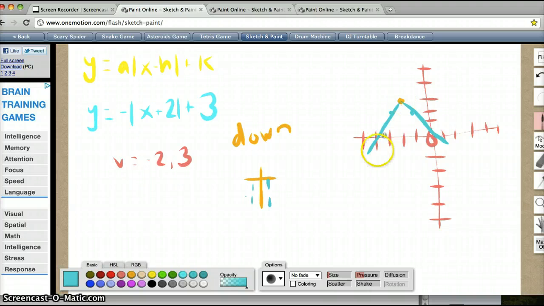Now, how did I say it was going to go down and not up? It's because our multiplier is negative. Anytime you have a multiplier that is negative, it's going to go down. If this multiplier was a positive, it would go up.